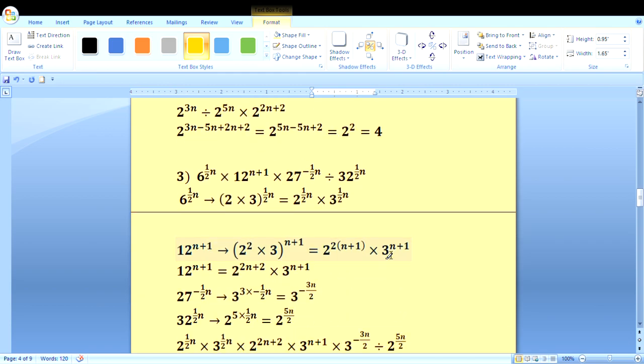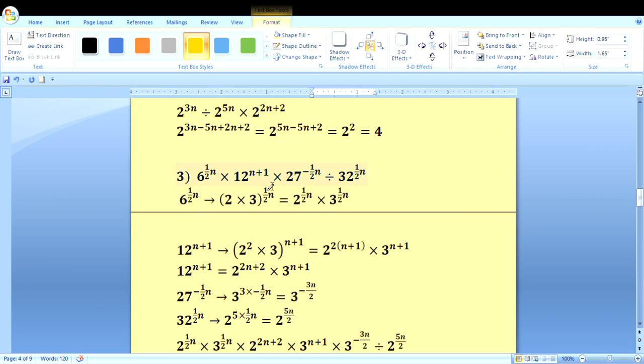Now let's look at question number 3. 16 raised to the power, 6 raised to the power half n times 12 raised to the power n plus 1 times 27 raised to the power minus n, divided by 32 raised to the power half n. Here the bases are not the same, but we have to reduce each of these expressions to a base that is capable of taking into account all the figures given. Okay, for instance, 6 raised to the power half n is the same thing as 2 times 3, which is 6.